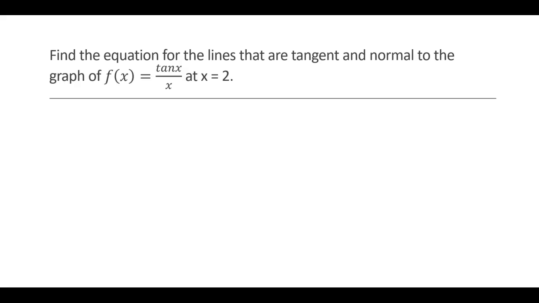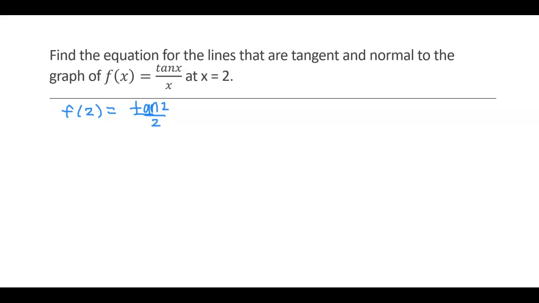Find the equation for the lines that are tangent and normal to the graph of f of x equals tan x over x at x equals 2. So once again, you need to know, okay, what is f of 2? Have no fear, tan 2 is not a unit circle value. So we're just going to leave it as tan 2 over 2.